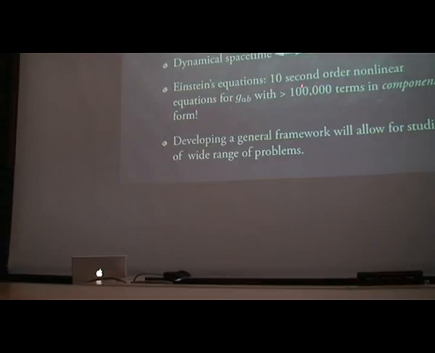The problem with general relativity, as most of you know, is that it's a very complex theory in the generic case. It consists of 10 second-order nonlinear partial differential equations for the metric components, and in total there are more than 100,000 terms in these equations. And of course, you cannot treat this without assumptions about symmetries or matter content. You have to do some simplifying assumptions.